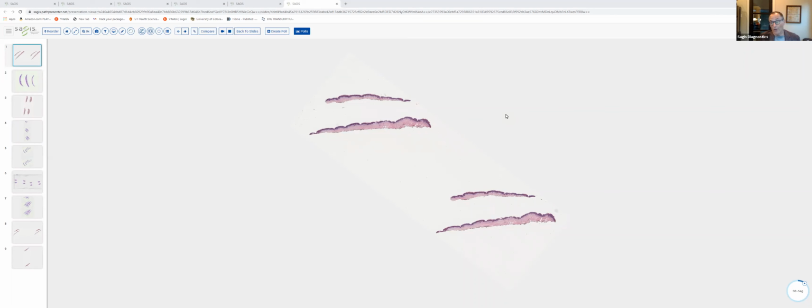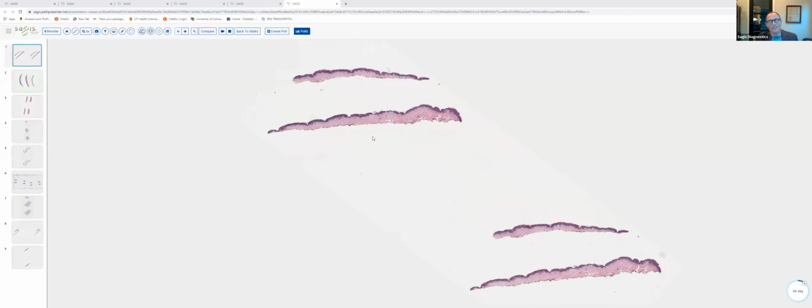So without any further hesitation, let's get started. As I'm sure those of you who have looked at the deck ahead of time were able to ascertain, the first three entities that we'll be discussing have a very similar architectural silhouette, and all three are characterized by clonal proliferations or islands of cells in the epidermis. So let's begin with these three.